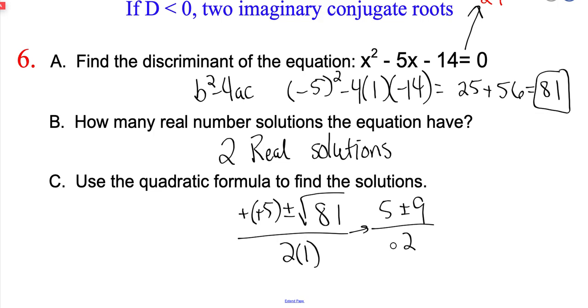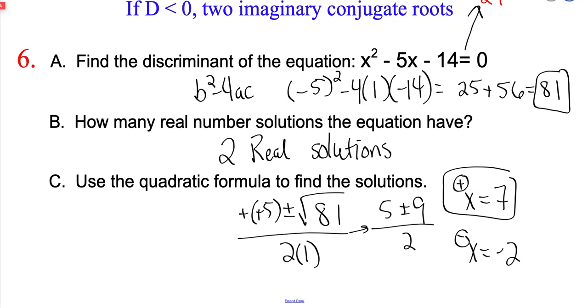Since these are all whole numbers, no square roots, no radicals, we got to get our 2 answers. Okay? So if we do the plus there, so 5 plus 9, that's 14 over 2. That's a 7. And then we do the minus to get the second answer. 5 minus 9 is a negative 4 over 2, which is a negative 2. So those are your 2 answers that you should have for using the quadratic formula.